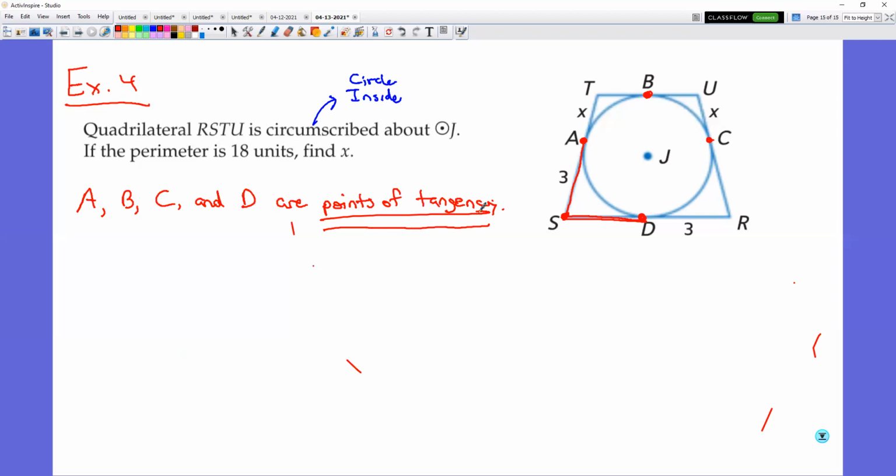Now, let's get back to where we are here. Since S to A is 3, and S to D is also 3.